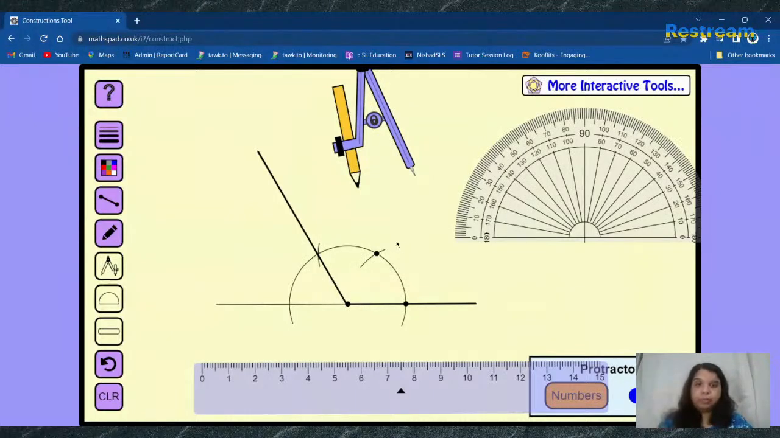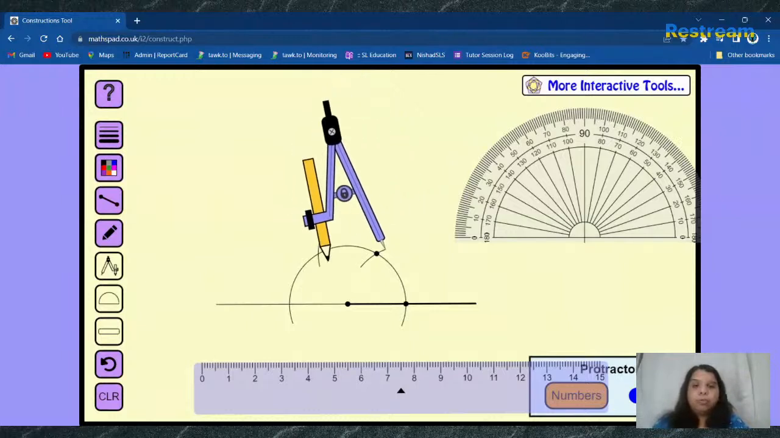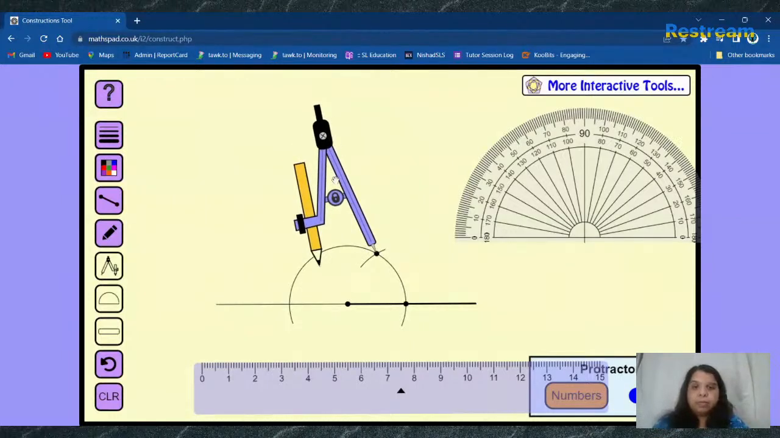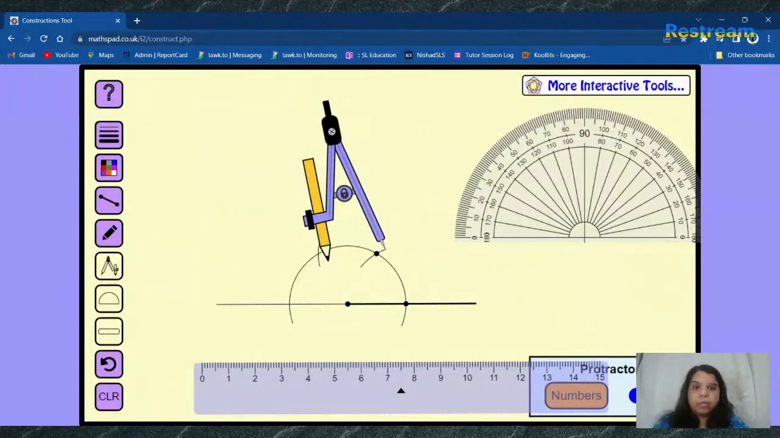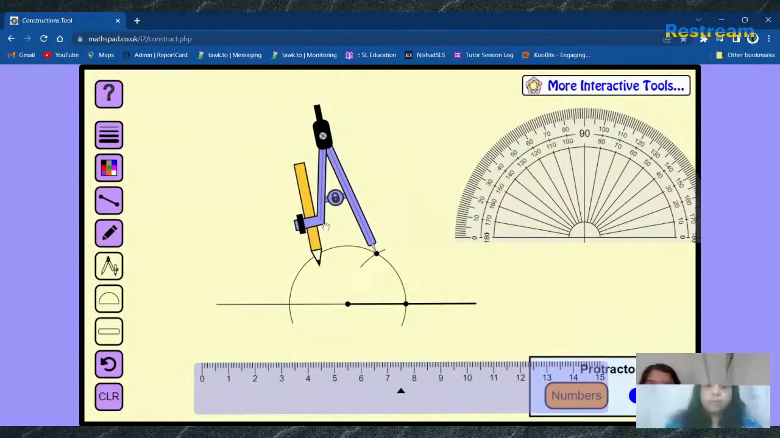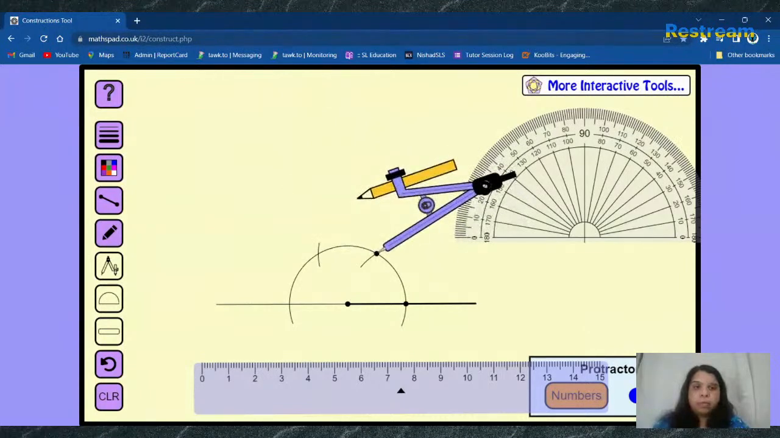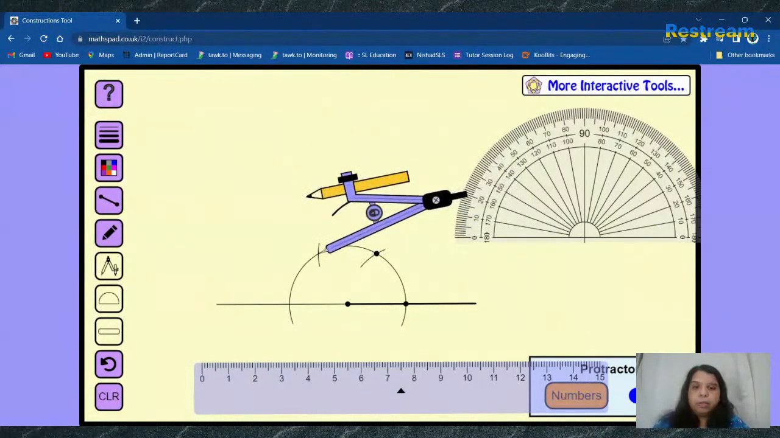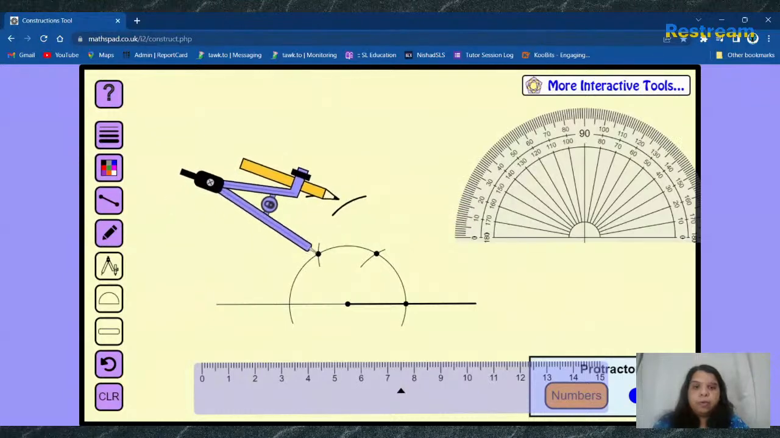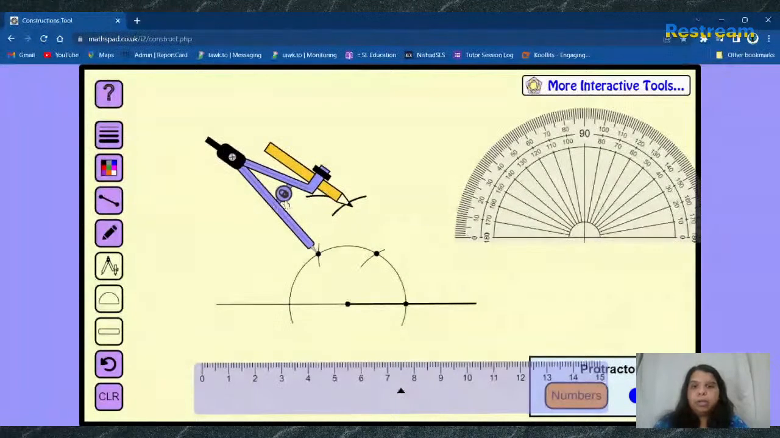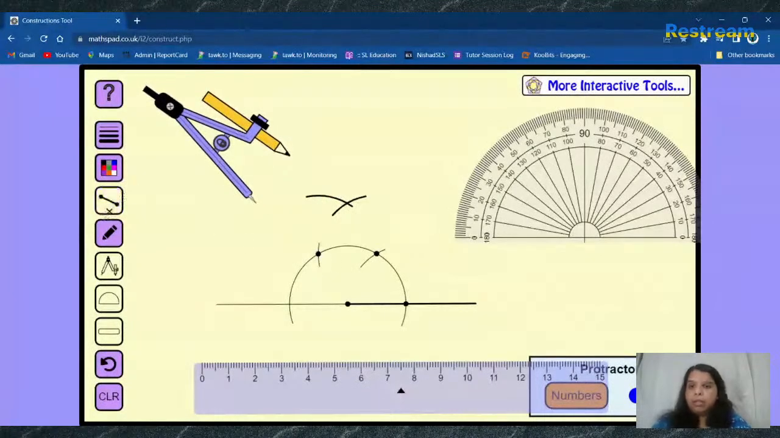Now, if we decide that we have this, okay, and we want to bisect this angle here. Take it here, okay, take it here, draw an arc here, and then draw an arc here, intersecting them. And if you join this, you are going to get a 90 degree angle.